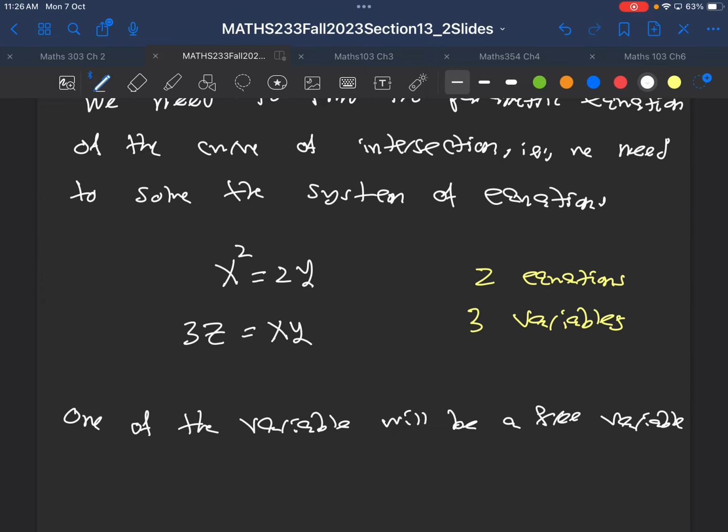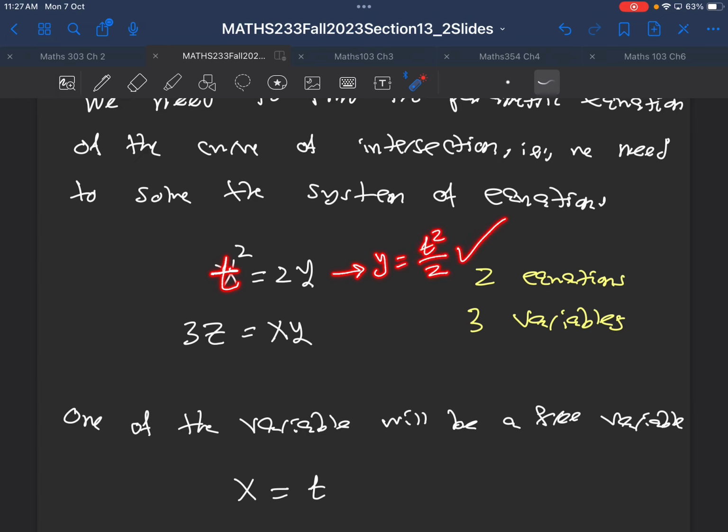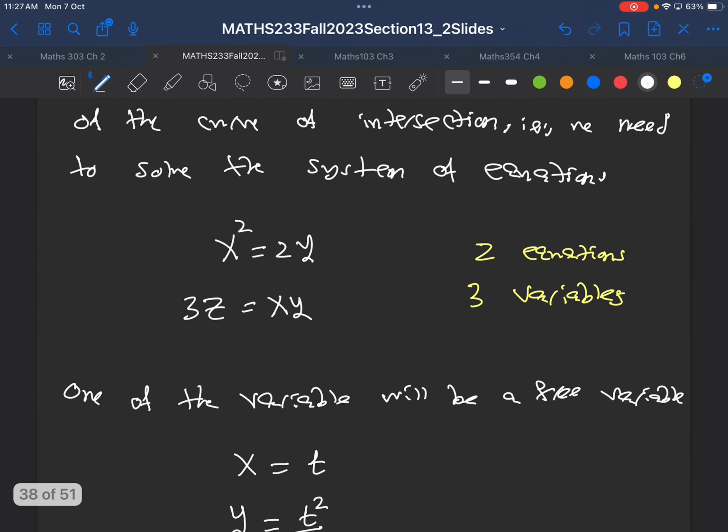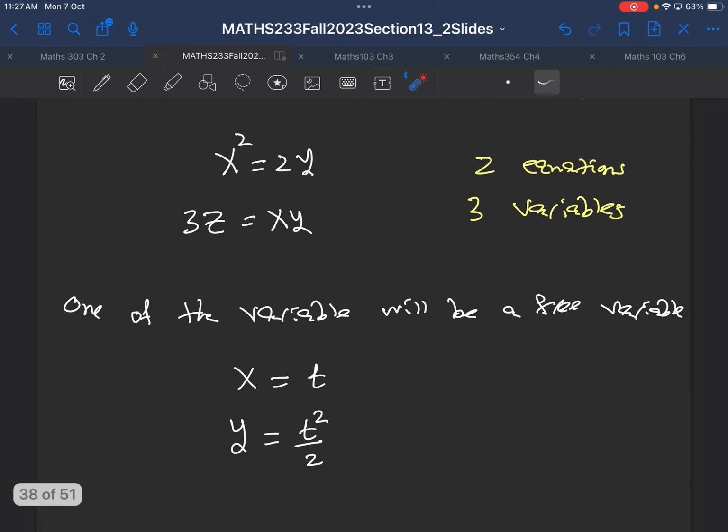Now, which one to be a free variable? We choose x to be equal to t. Now, if we do it quickly here, if I put t instead of x, from this equation, I will know that y equals t squared over 2, which directly gives me the value for y. The reason why? Because x is t, take 2 to the other side, we get t squared over 2.